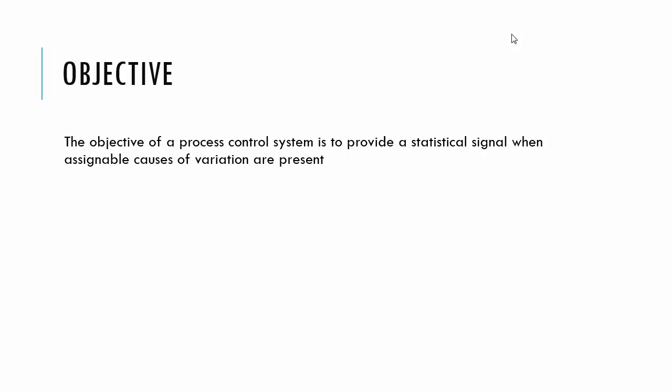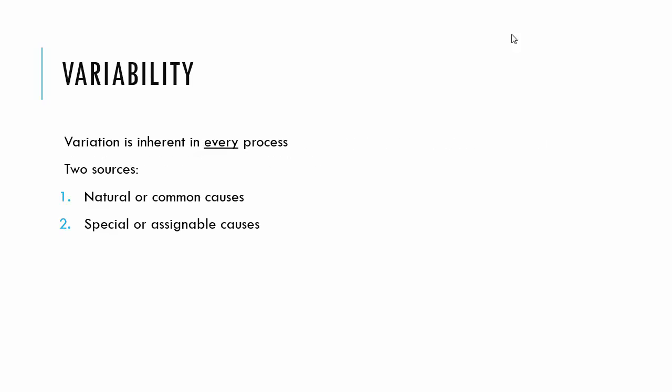So to fully understand this concept, we need to describe the different forms of variation that are present in every process. No matter the process, variation will be present in it. However, we are interested in segmenting the variation into two different sources. First, we are interested in natural or common causes of variation. Second, we have special or assignable causes of variation that we might encounter. Let's talk about each in a bit more detail.